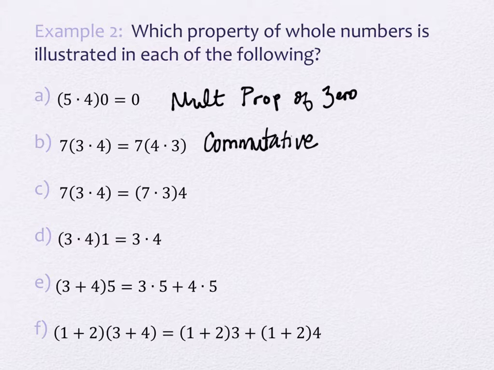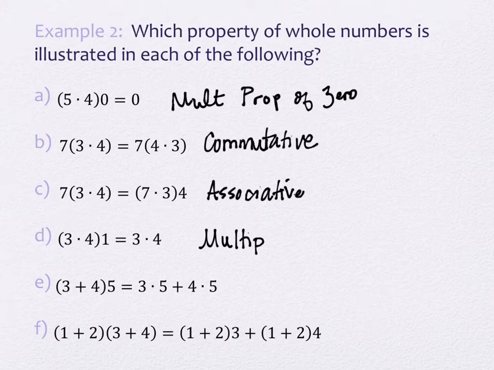How about C? That's associative. Don't abbreviate that one. Just saying. How about D? That's the identity, and we're going to be careful to write on that one specifically that it's the multiplicative identity because it really is different than the additive identity, whereas the associative property is just the associative property in either situation. It works the same way.